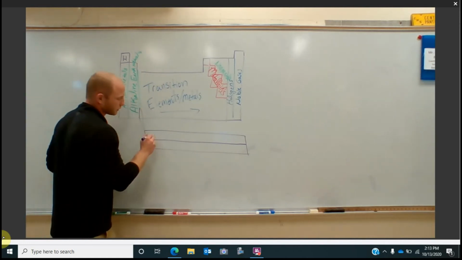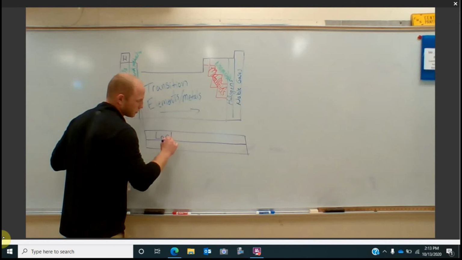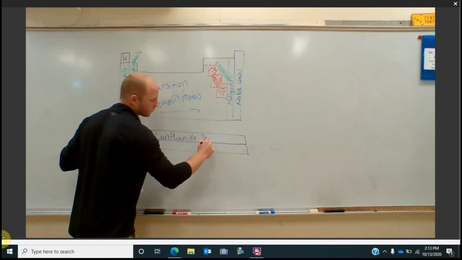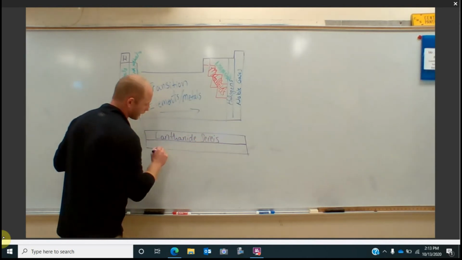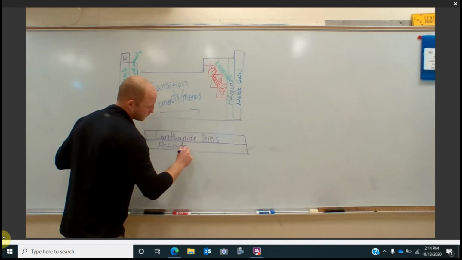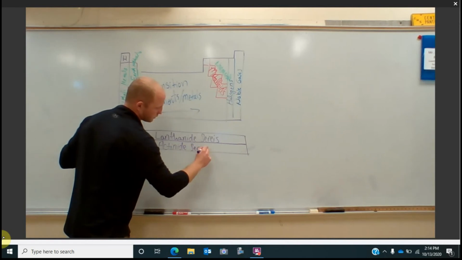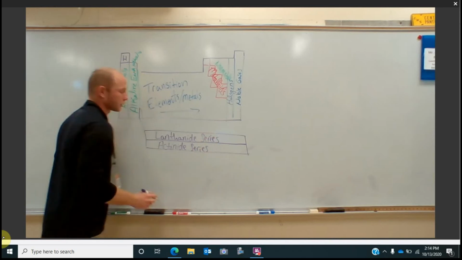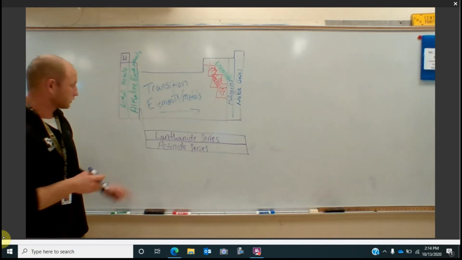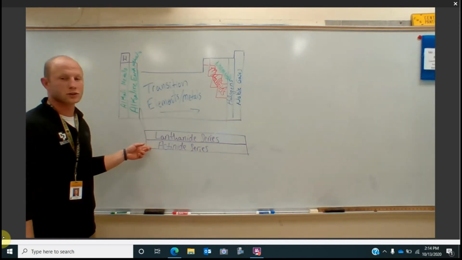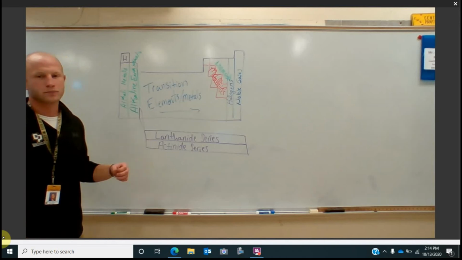So our lanthanide series is the top one. Series. And our actinide. I got my I and my E mixed up. And our lanthanide actinide series. The way to remember this is the lanthanide series starts out with lanthanum. Our actinide series starts out with actinium.